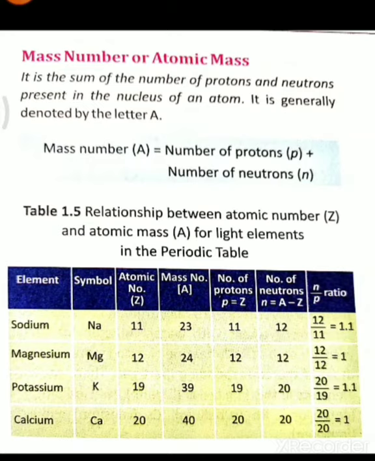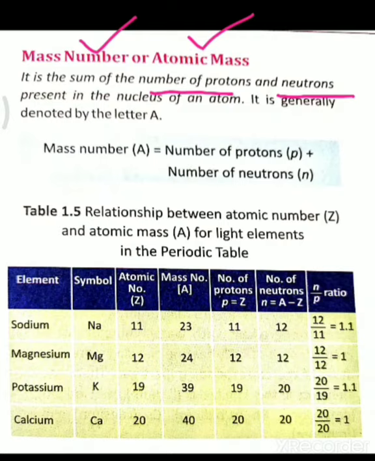Then we will read about mass number, or atomic mass. Remember, mass number is otherwise known as atomic mass. So what is atomic mass? It is the sum of the number of protons and neutrons present in the nucleus of an atom. I told you that in the nucleus, protons and neutrons will be there.